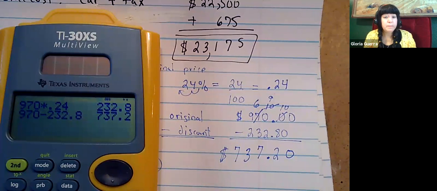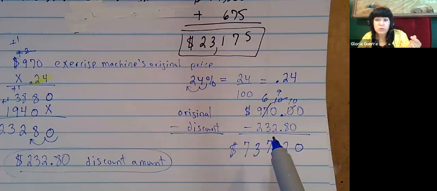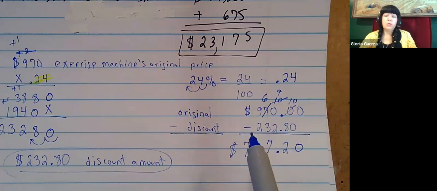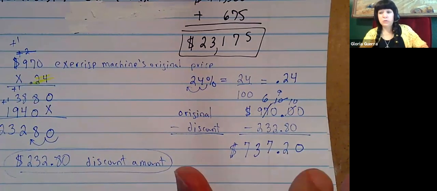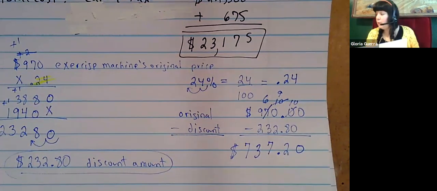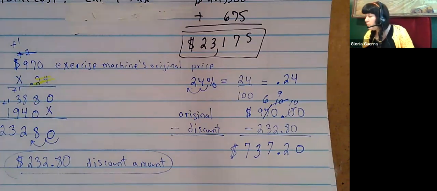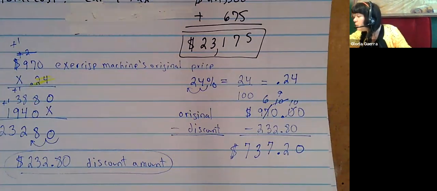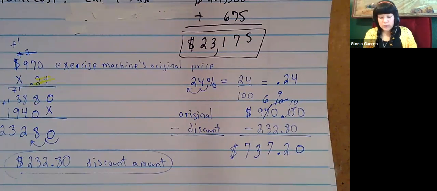Okay, so on your template, you show me that you have to take 970 minus $232.80. So you're conveying to me, what did you do? What did you type into your calculator? So you get to review that for me, okay? All right, so that's problem number 2 there. So now let's go to problem 3.